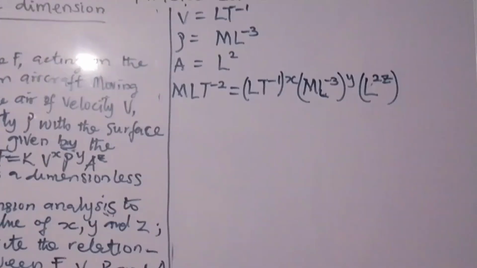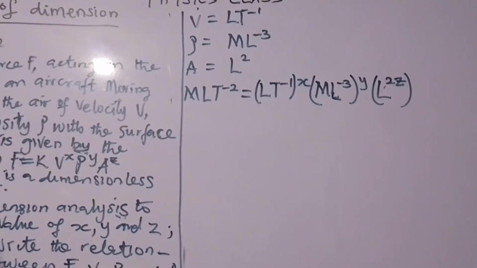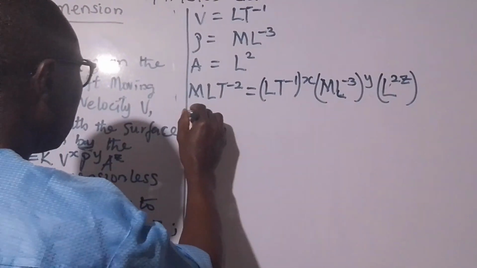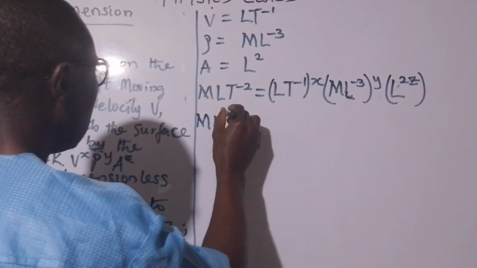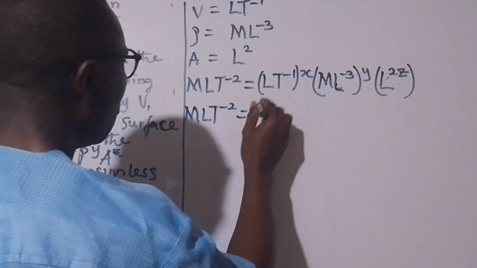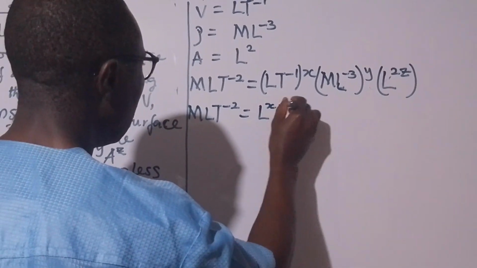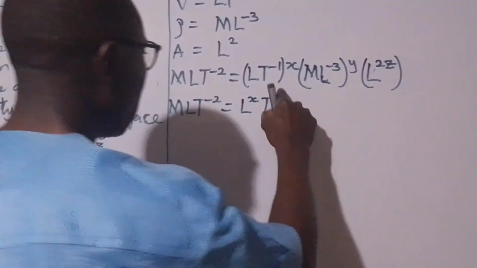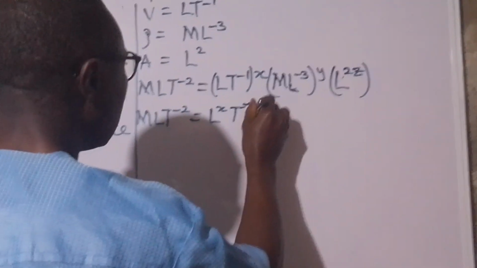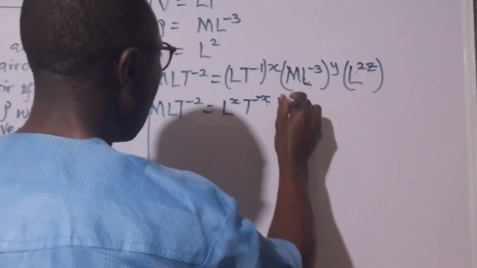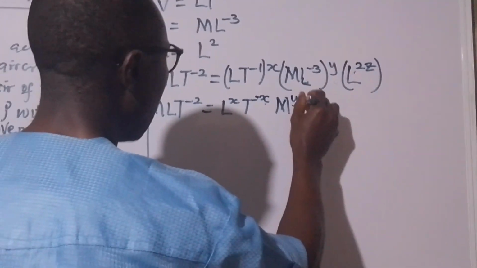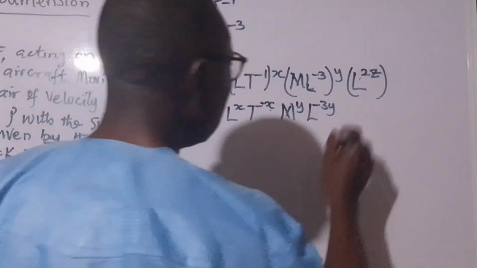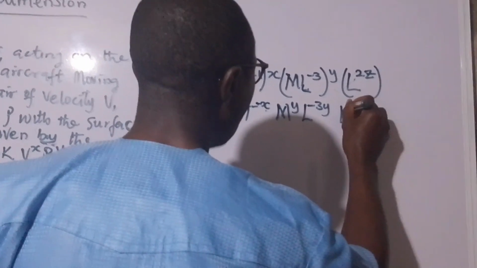Now let's open the bracket and see what this one will give us. From this one, L T raised to power minus 2, open the bracket, that's L raised to power s, T raised to power minus s, minus 1 multiplied by it, that's minus s. Open this one too, that's L raised to power y, then L raised to power minus 3y. Again, this one will be L raised to power 2z.